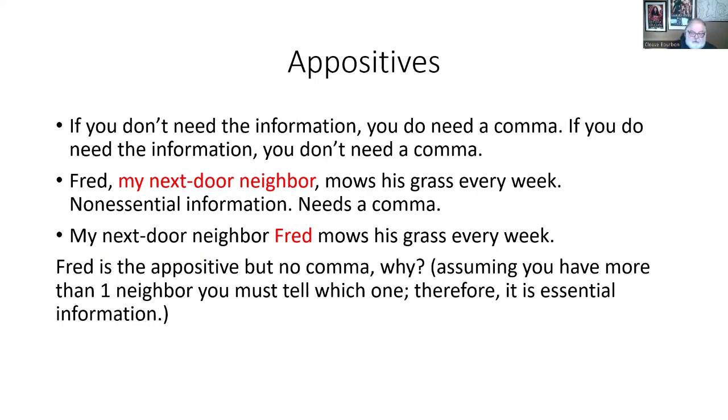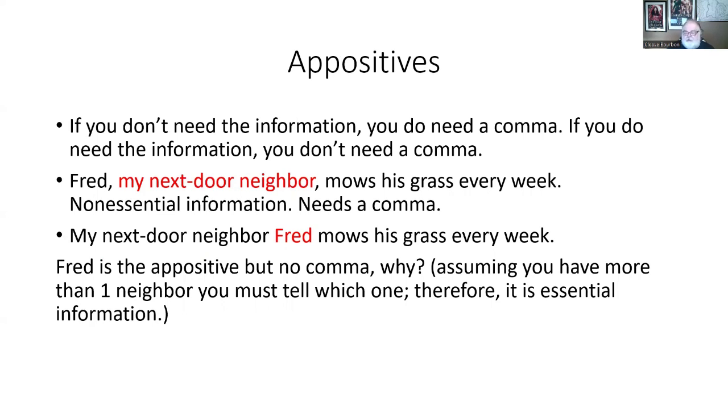Appositives and participles are what we're going to look at next. Participial phrases and appositive phrases. Both appositives and participles can be either one word or a phrase. So in this case, I've got both. I've got a phrase here: Fred, my next door neighbor, mows his grass every week, and I have just a one word appositive. My next door neighbor, Fred, mows his grass every week.